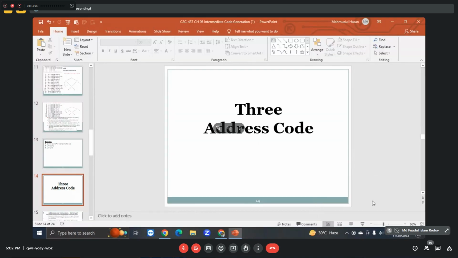Three address code, is it? And in your first term syllabus there is three address code. Three address code means at most 3 addresses or at most 3 operands, is it? Yes sir. It cannot be 5, it cannot be 4, it cannot be 6, it cannot be 7. That means there is just at most 3 operands. That is the three address code.